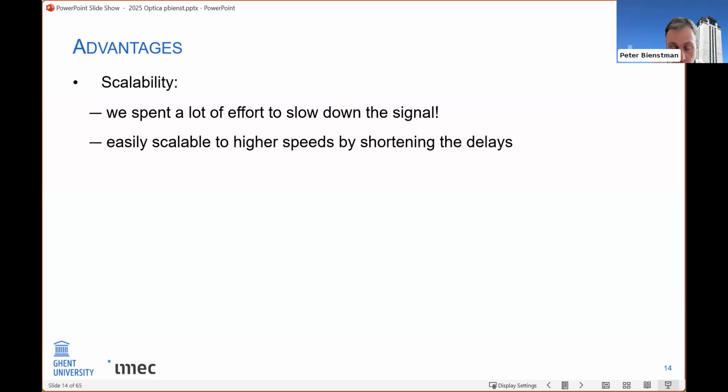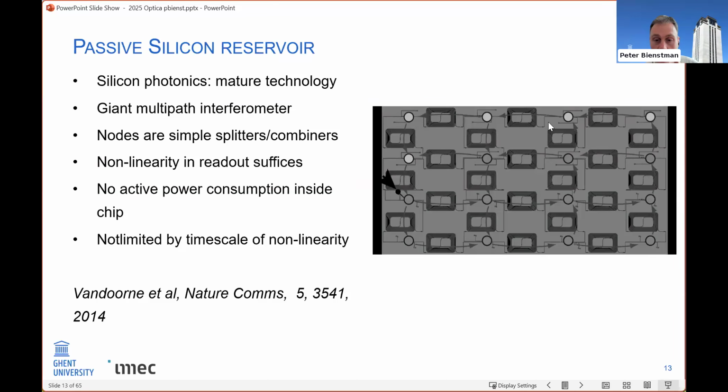What is also very interesting, and if I go back to our picture over here, is if you look in between two nodes, you have this structure over here, which is actually a delay length, a delay spiral wrapped up in a very compact footprint. The goal of this delay line is basically to slow down the dynamics such that it becomes compatible with the capabilities of our measurement equipment, basically.